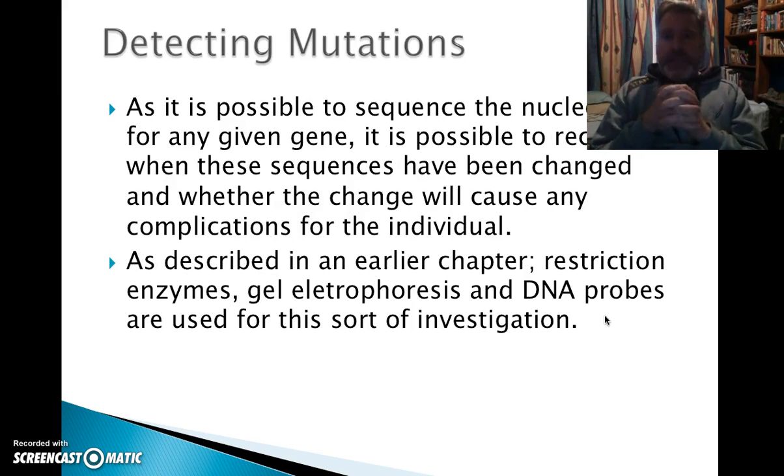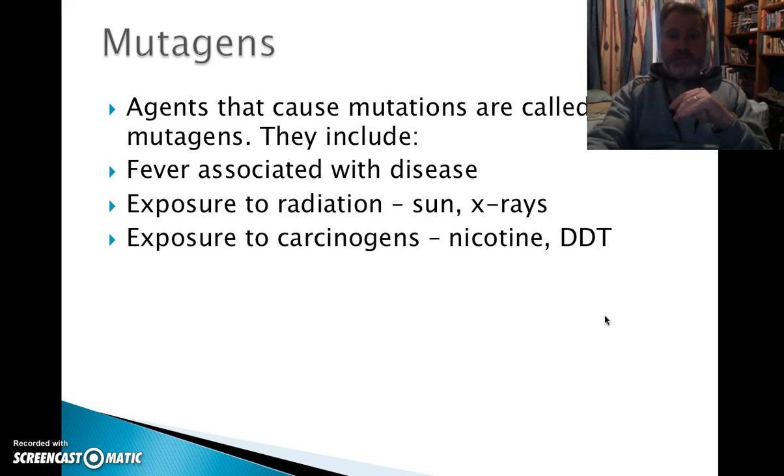How do we go about detecting mutations? Well, of course, we can sequence nucleotides for all our genes. So we actually physically take a sequence of DNA that we know the gene exists in and sequence it and compare it to others using electrophoresis and breaking up with restriction enzymes and DNA probes, all the stuff we talked about in previous chapters. Easy thing to do, and people do it all the time now, of course, because it's part of disease management, especially in cancers.